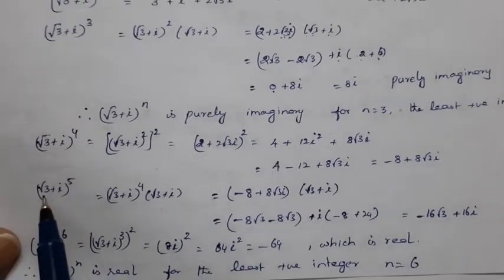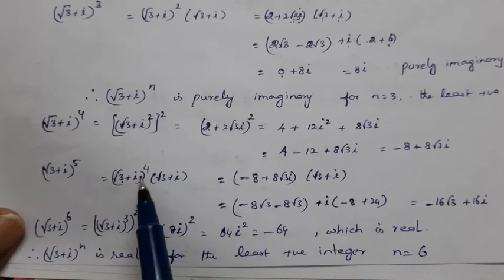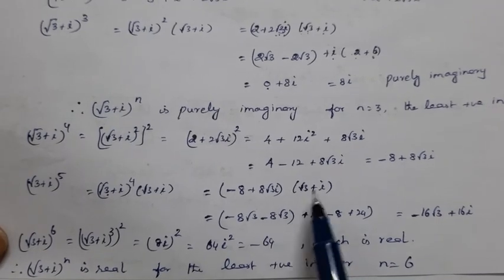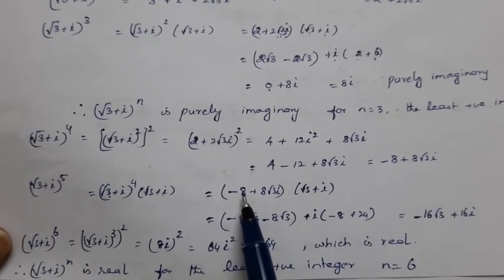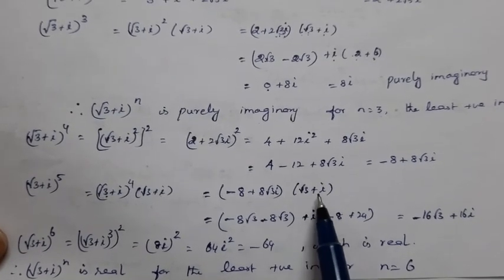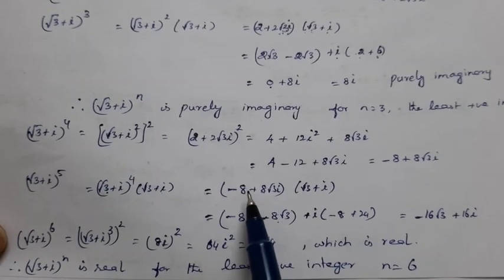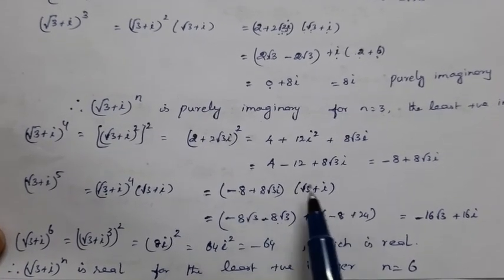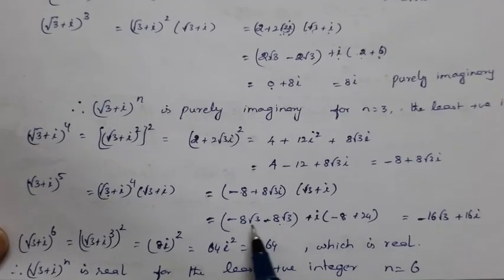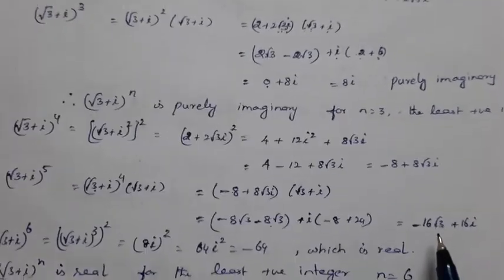Now let us see the next power, (√3 + i)^5. This can be expressed as (√3 + i)^4 into (√3 + i), that is (−8 + 8√3 i) into (√3 + i). Again using the rule of multiplication: minus 8 into √3, real into real, minus imaginary into imaginary, 8√3 into 1, is minus 8√3. Then plus i into imaginary into real, so real into imaginary, that is minus 8 into 1. Then 8√3 into √3 is 24. So the result is minus 16√3 plus 16i. Again this is not a purely real number. It is in the standard form.